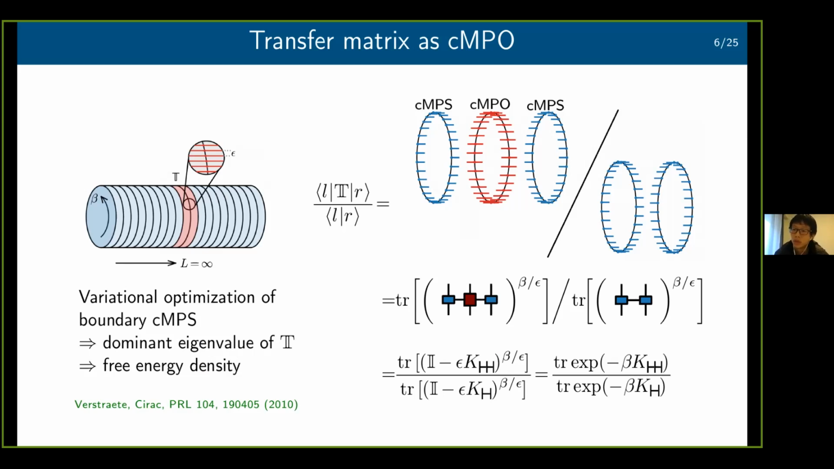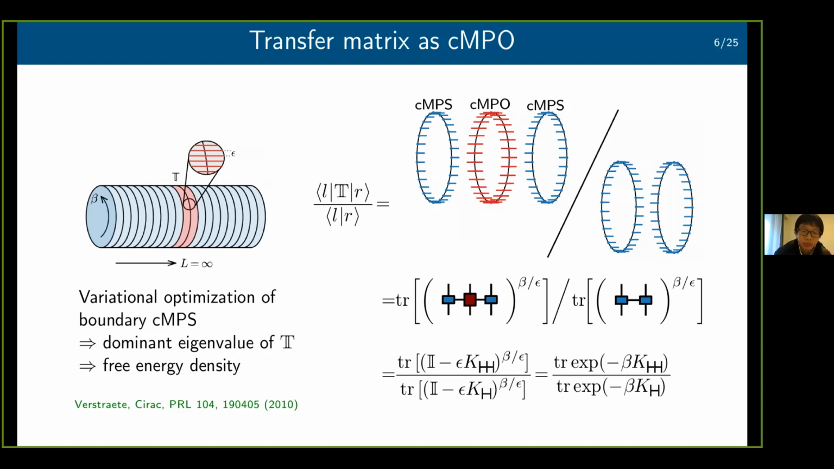And the thermodynamic problem is basically reduced to a variational problem in our CMPO method. We only need to optimize the parameters in this CMPS and maximize this overlap, this cost function. After that, we can obtain a very good approximation for the dominant eigenvector of this transfer matrix, and we can obtain all the thermodynamic properties of the system. So this is the basic setting of our CMPO method.